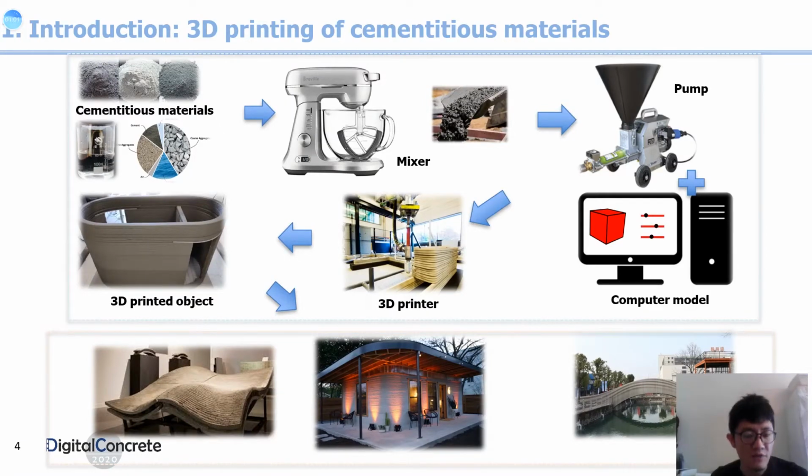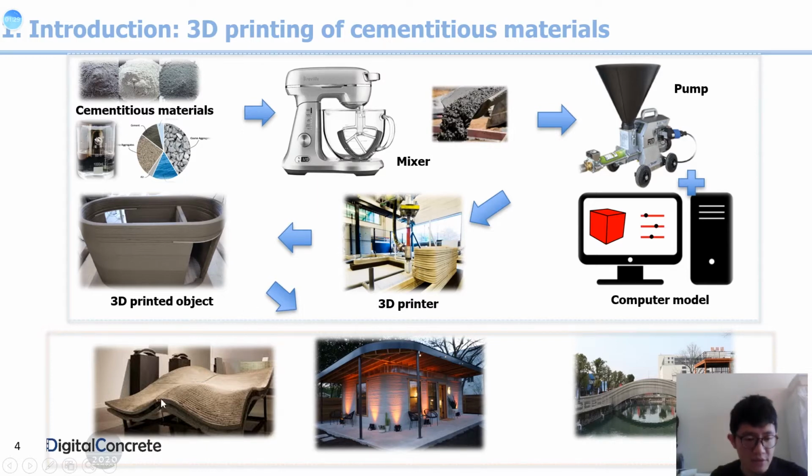Here, I will give you an example to show how it works. We put the cementitious materials into the mixer, then add the water. Due to the hydration process, some hydration products will come out. We transfer the material into the pump. Together with the digital information model designed by the BIM or the CAD, we can provide the node coordinates to the nozzle. Then, due to the movement of the nozzle, we can print the object layer by layer.